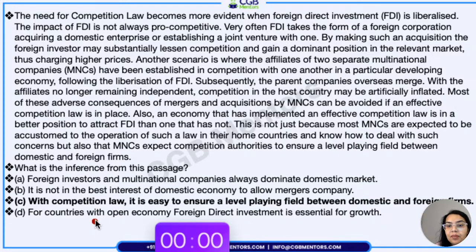The answer: with competition law, it is easy to ensure a level playing field, which is mentioned at the end, between domestic and foreign firms, and that's why the author is emphasizing this law so much.